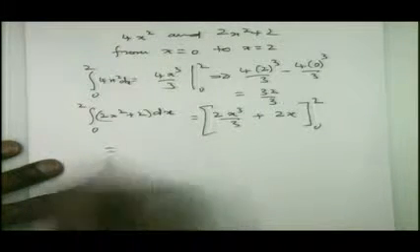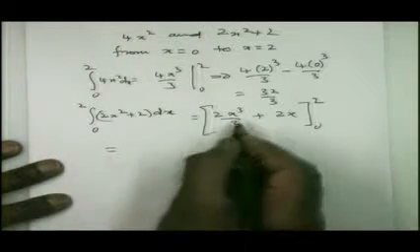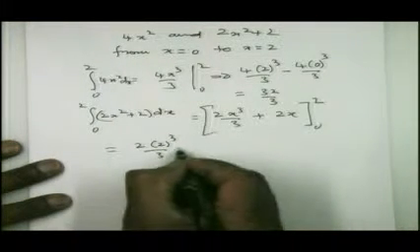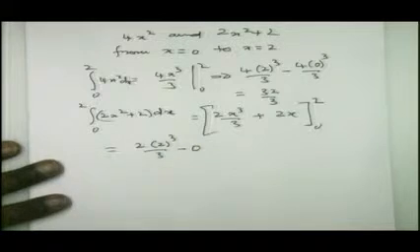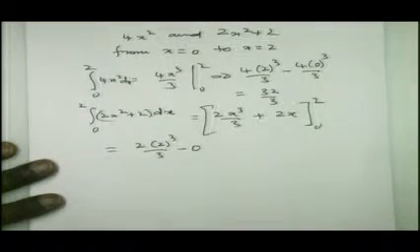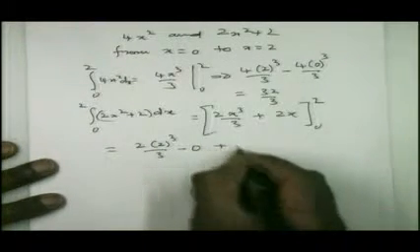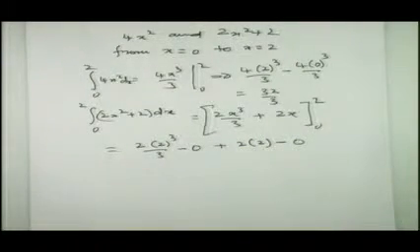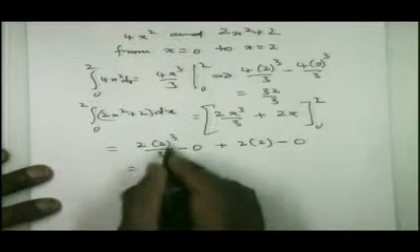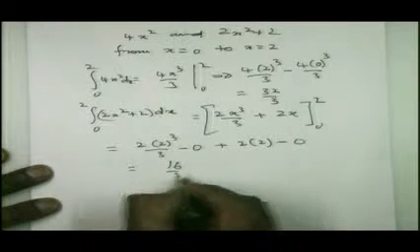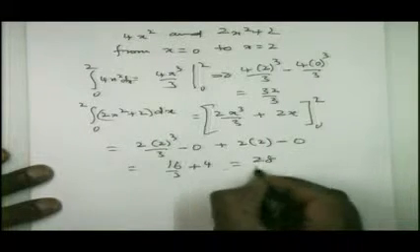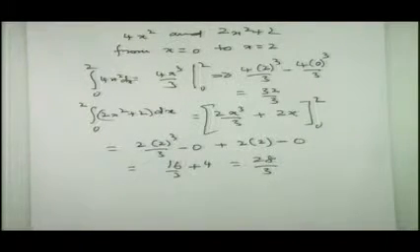So when I get 4 terms, when I substitute the first one, 2 times 2 to the power of 3 divided by 3 minus 0. This thing is 0. Second one is plus 2 times 2 minus 0. This is going to give me 16 over 3 plus 4. That's going to give me 28 over 3.